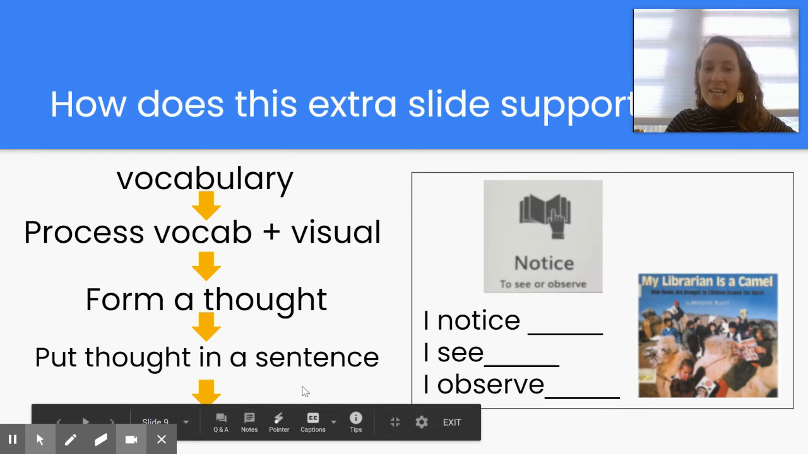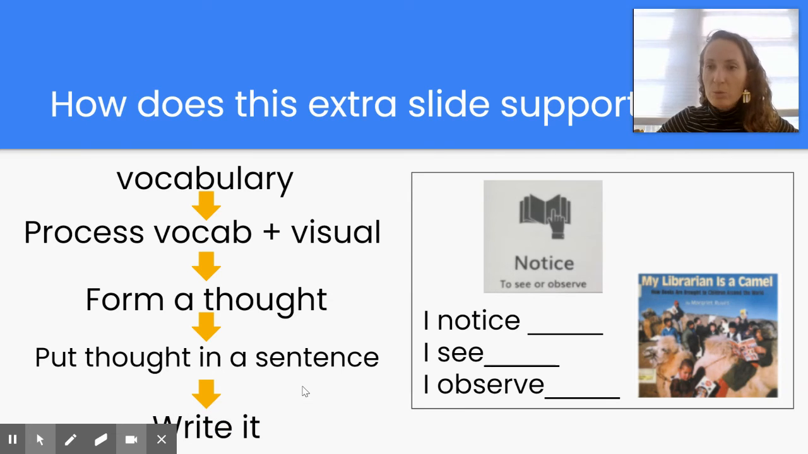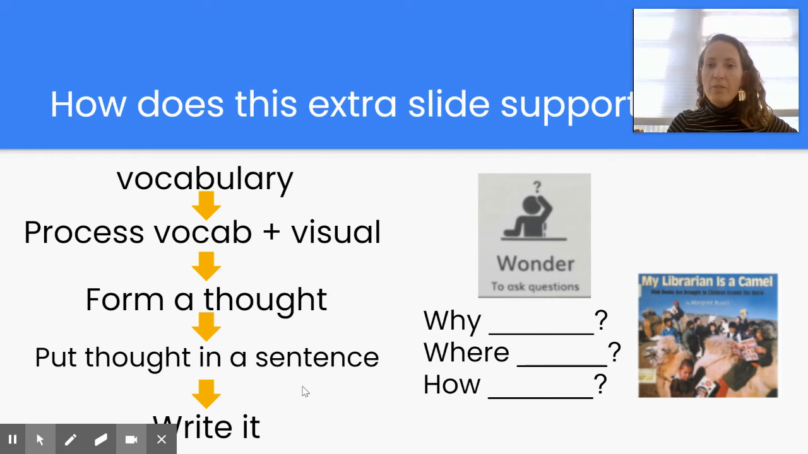And now when I'm writing it down, I have that support as well, so that the majority of my mental energy on the actual writing of the words can be focused on my response as opposed to the sentence starter. So it's kind of an on-ramp onto their learning. If we look at wonder, this might be my next slide.